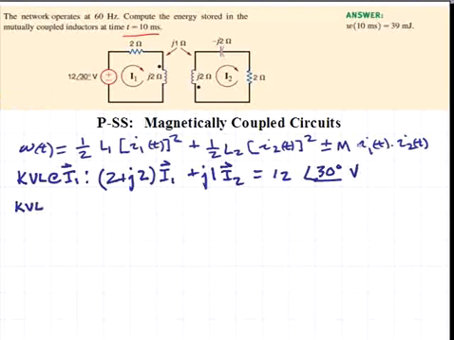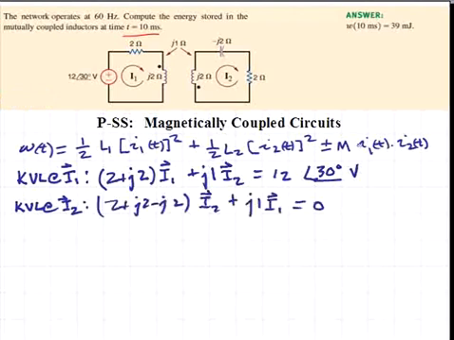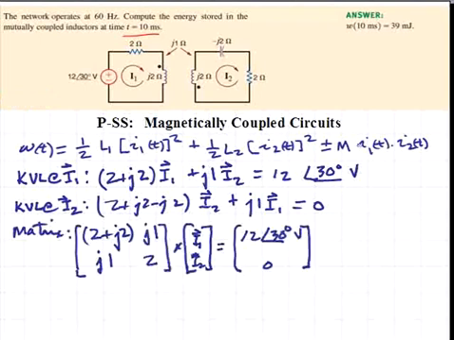Similarly, we can do KVL summation around the loop I2 current, and we'll have 2 plus j2 minus j2 times the current I2 plus the mutual coupling term j1 times the current I1, and that sums to 0. Now we'll write these two equations in a matrix format. So here we have the impedance matrix times the current column matrix is equal to the voltage matrix.